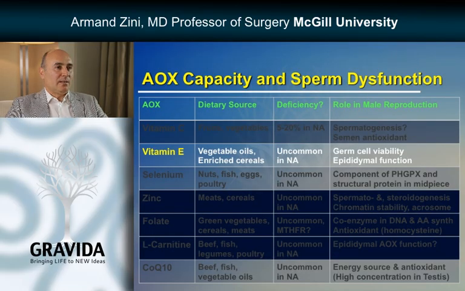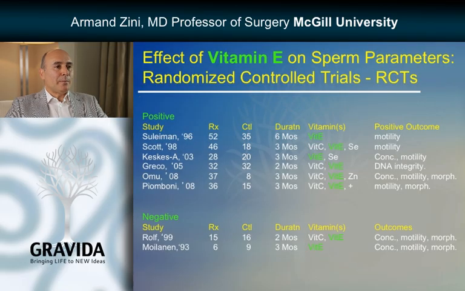Another one of the antioxidants that has been studied is vitamin E. Now this antioxidant is found in vegetable oils, in rich cereals. Deficiency in vitamin E is quite uncommon in North America. And again, this particular vitamin has an important role in germ cell viability and epididymal function, so potentially important in fertility. There have been a number of randomized controlled studies looking at vitamin E specifically, either alone or in combination with other vitamins such as vitamin C, selenium, or zinc. And most of the studies we see here, 6 randomized controlled trials compared to 2 negative ones, most studies have shown a beneficial effect on motility, concentration, sperm DNA integrity. Again, the studies are relatively small with a relatively short duration of therapy, 2 to 6 months.